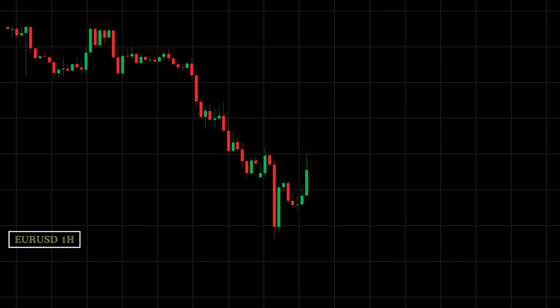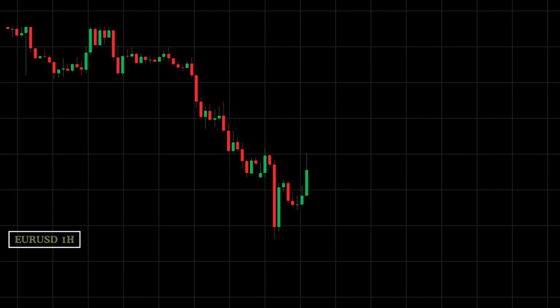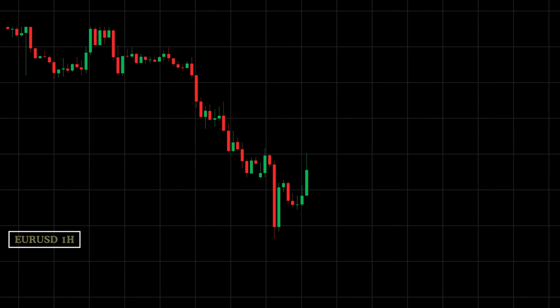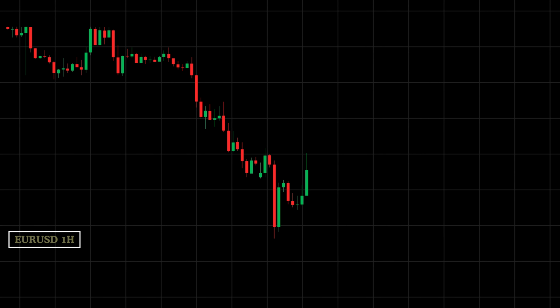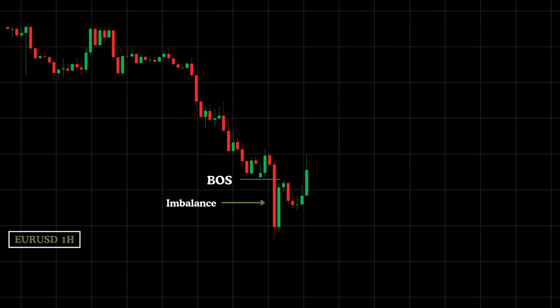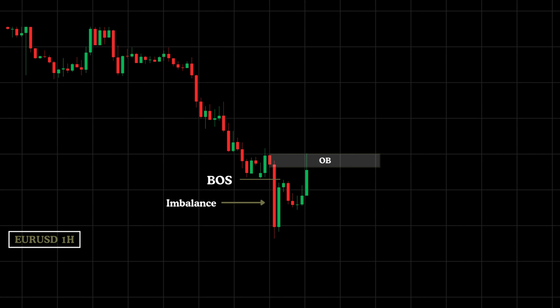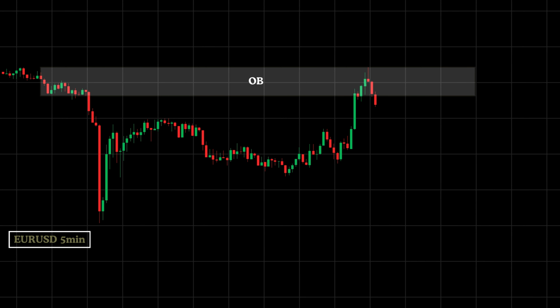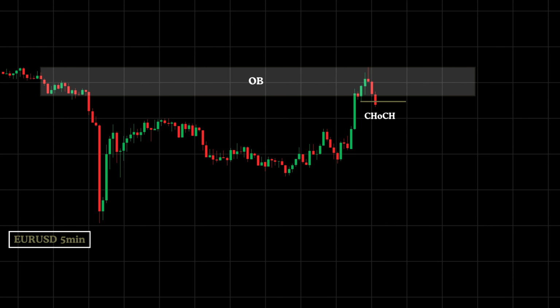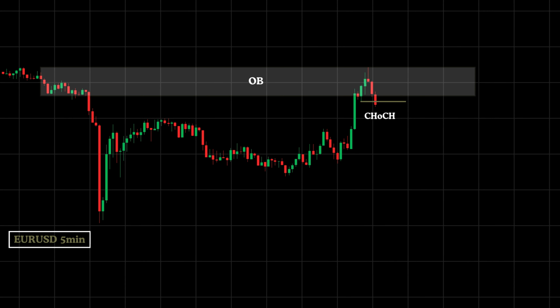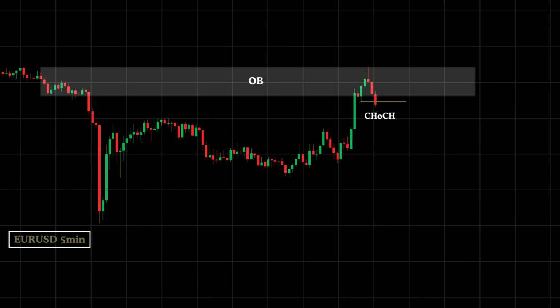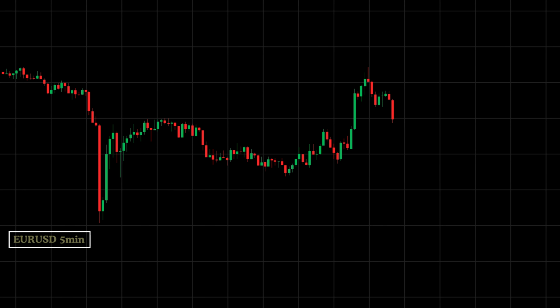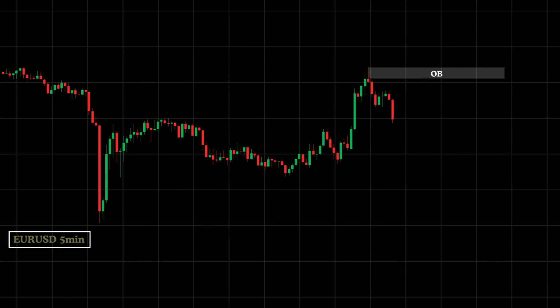Let's look at the euro-dollar on the 1-hour time frame. Here, we can immediately notice this impulsive move to the downside with imbalance and a BOS, so we draw our order block. Now that the price has reached this level, let's zoom into the 5-minute time frame and search for entries. Here, we can see that a change of character has already formed, since the candles have broken and closed below this level. So, we mark this recent 5-minute order block and place our sell order.